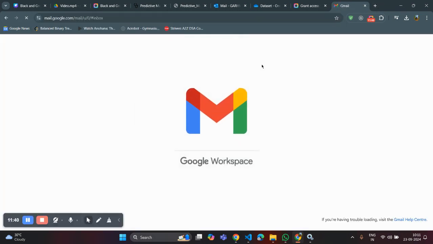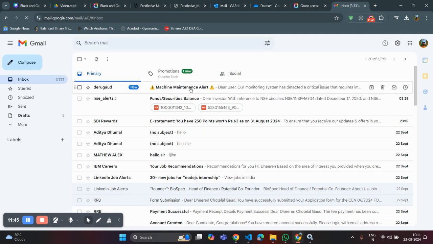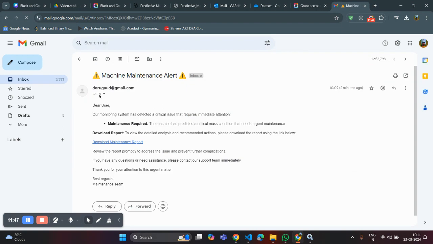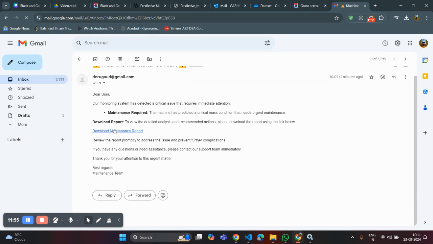Alert through the mail is given. Also, alert through the SMS is given. See, we got the mail that dear user, our monitoring system had detected the critical issue in the machine. Maintenance required. I can download the report from here also.